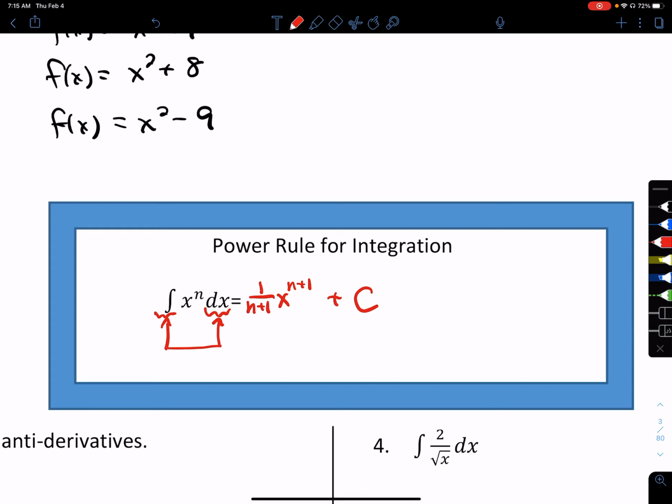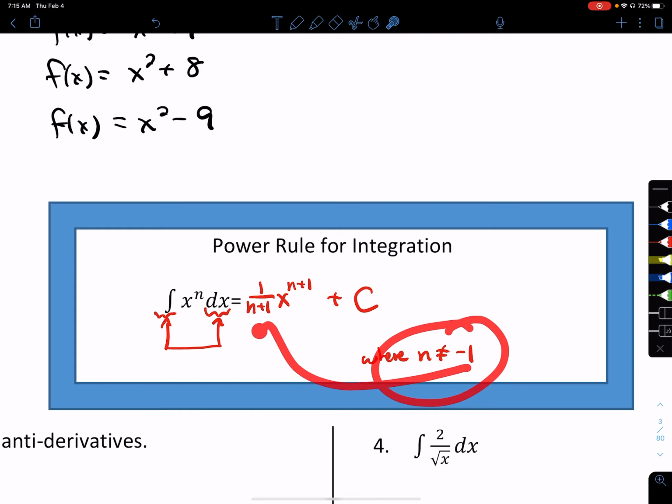We don't know what that constant is. That is some random number, could even be 0. There's no way for us to know what that is unless we're given more information. And we could say that n could not be -1. If n was -1, our denominator would be -1 plus 1, and we'd be dividing by 0.